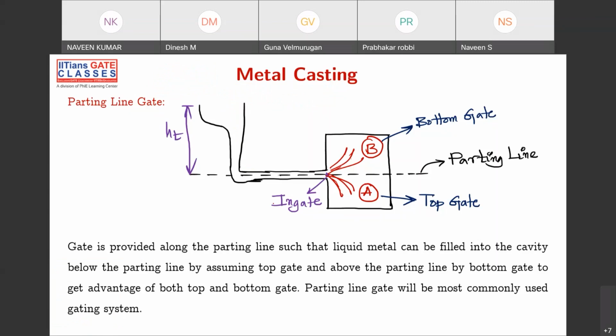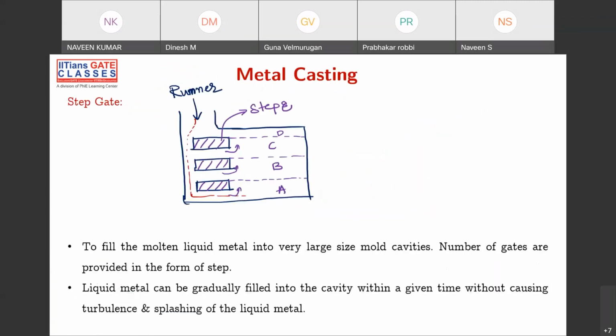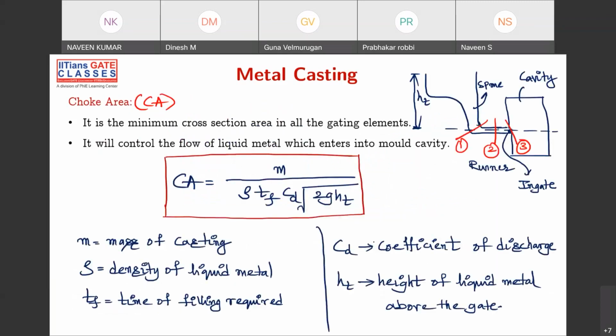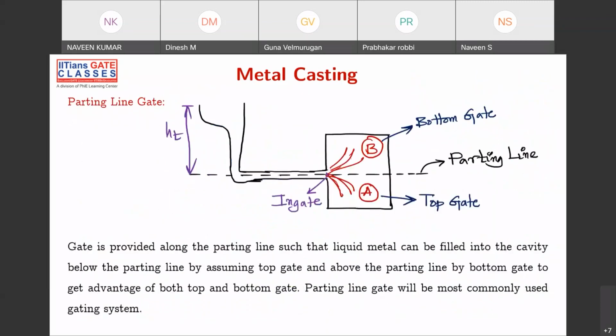So fluidity is also very important, because the metal should not fill only half and then get solidified. So why are we calculating all this time of filling? Because your liquid metal will get solidified very fast. So within that time you should be able to fill it. Only in that way do you have to design all these gating elements.